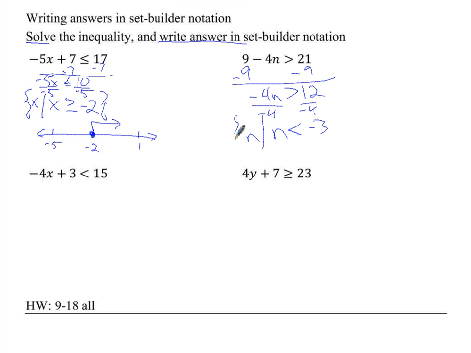Such that, put an n out front, squiggly brackets around it, and then let's graph it just because we can. Negative 3 in the middle, negative 4 over here, negative 2 over here. Open and to the left. We're Beyonce today.